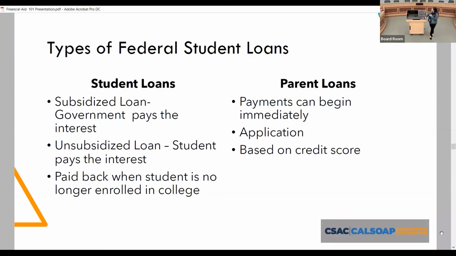So there are two types. There are student loans. So for the student, in the student's name, there's no credit check. They're giving it to the student just because they need it. Okay. So there's a subsidized and an unsubsidized loan. The subsidized loan is the better loan because the government pays the interest while the student is in college. The unsubsidized loan, the student pays the interest while they're in college as well. Notice that they don't have to start paying back those student loans until they're not enrolled in school anymore, whether they stop going or they graduate.